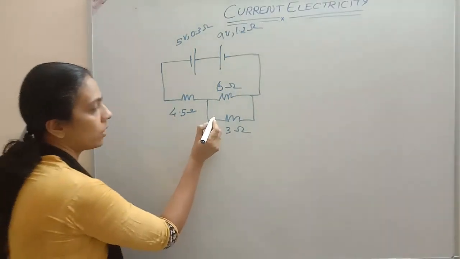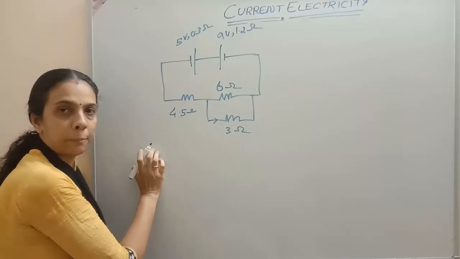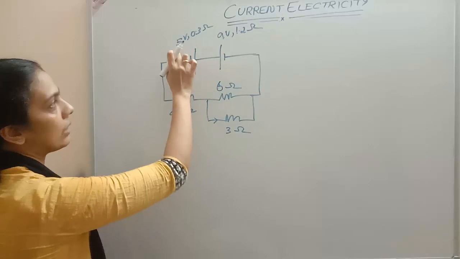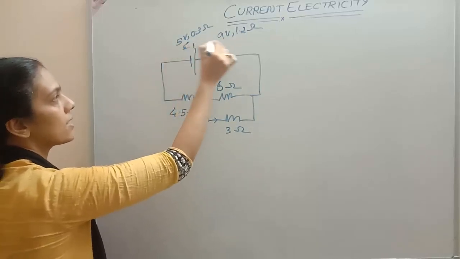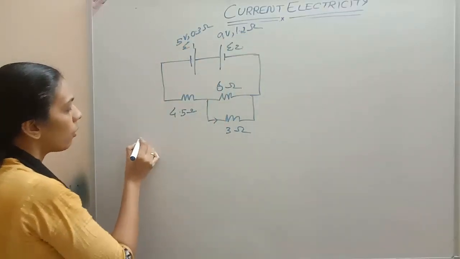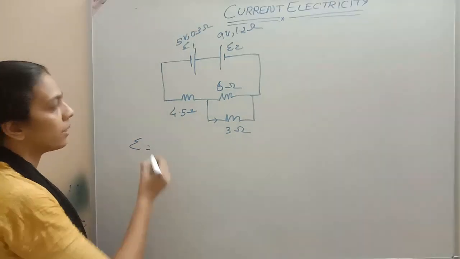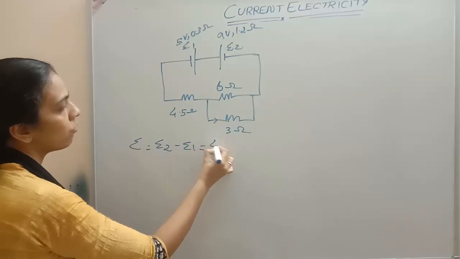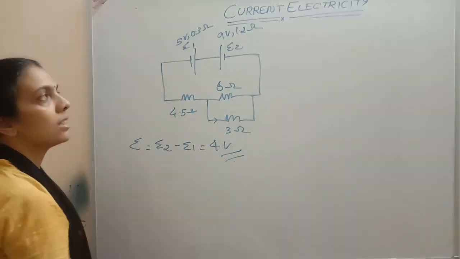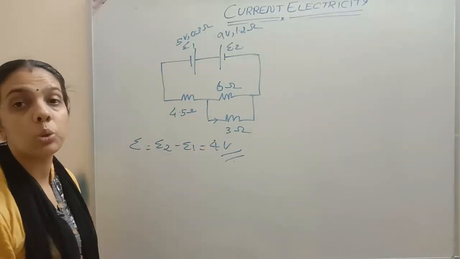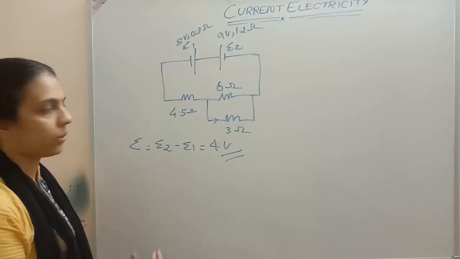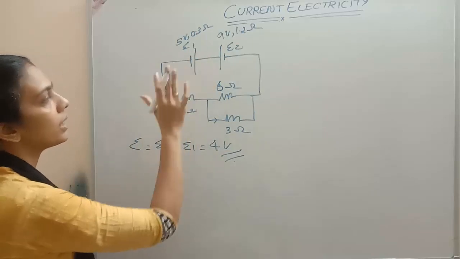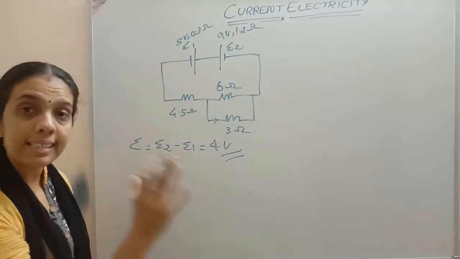We need to find the current flowing through this one. So how can we find it? See, EMF is given in both cases. Suppose this is E1 and this is E2. What will be the effective EMF? E2 minus E1. The effective EMF will be 4 volt. Right? So how can we find the total current in the circuit? For that we need the total resistance.